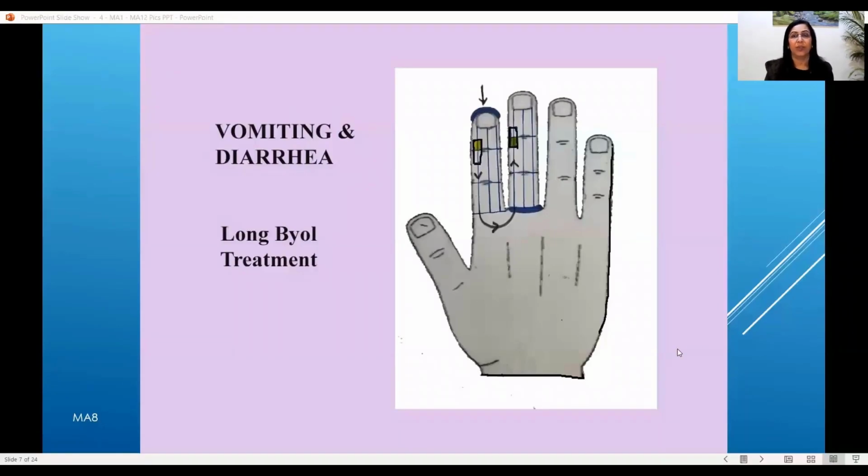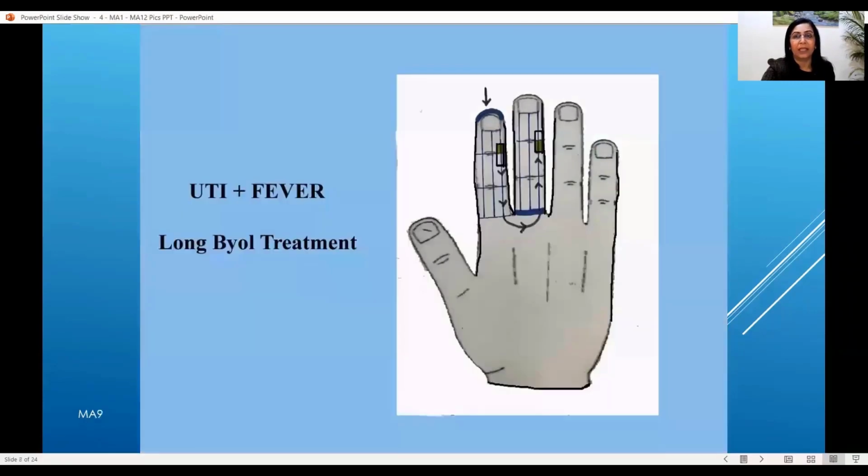One minute. Let me show you both the pictures. So if you want, you can take screenshots. This is for vomiting and diarrhea, where we treated the large intestine meridian and the stomach meridian, both of them sedated, because they are in the long Byol. And the next case was UTI and fever, again, the urinary bladder meridian and the small intestine meridian are in long Byol, and they have both been sedated. So this is how it has to be done.